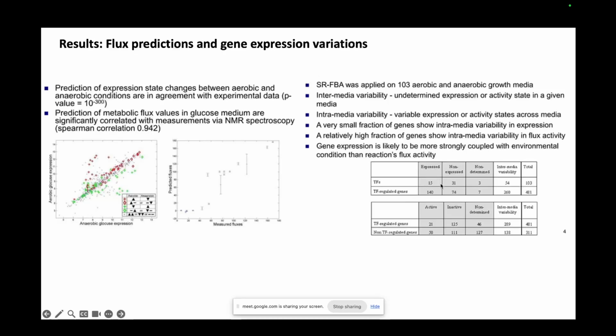So you have transcription factors, so expressed, non-expressed, non-determined, and intermediate variability. And also you have transcription of TF regulated genes and non-TF regulated genes in active, inactive, and non-determined conditions, showing intermediate variability. This is the result from, I think, E. coli, from what I remember. But yeah, these are different conditions where you can apply this SRFBA and get good models and good predictions out of it.